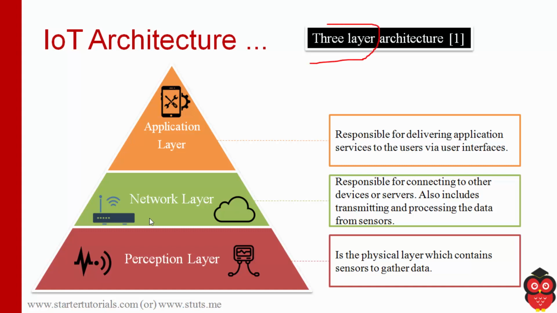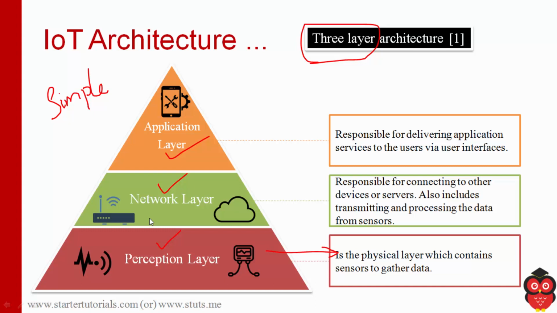So the first one is the 3-layer architecture. You can see here the layer names: perception layer, network layer, and the last one is application layer. This is the simplest architecture that is there. This architecture is simple because it has only 3 layers. Nothing complex, right? So let's look at the functionality of each layer.